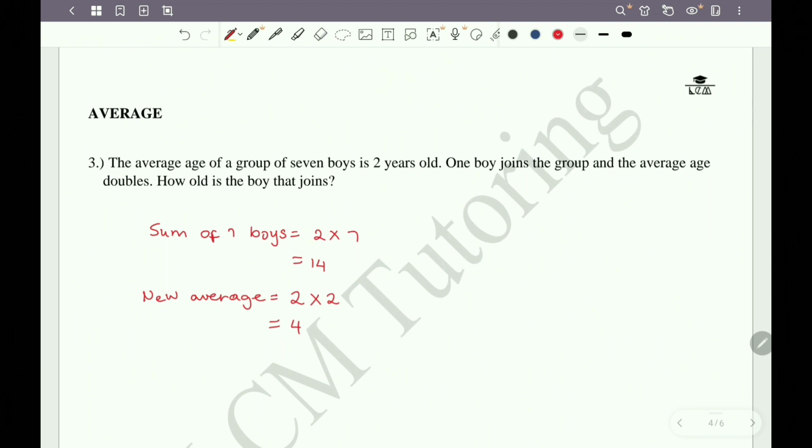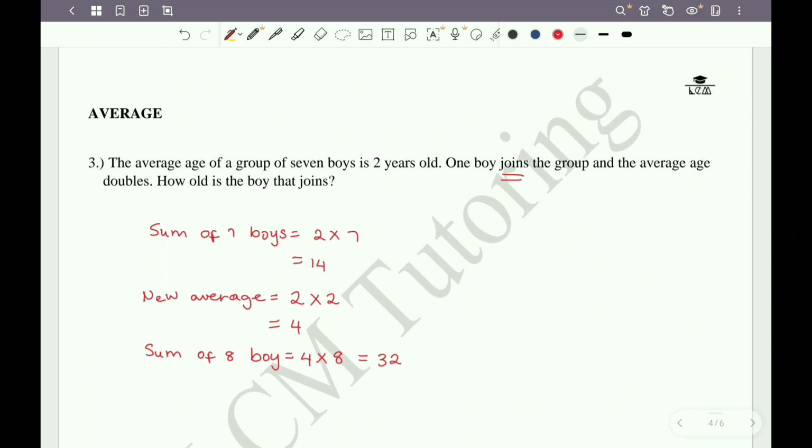And how many boys do we have now? Well, it says one boy joins the group. So now we have 8 boys. So 8 boys have an average of 4. So let's find the sum of those 8 boys. The sum of 8 boys is going to just be 4, the average, multiplied by the number of boys, which is 8. Right, so their sum is now 32 years.